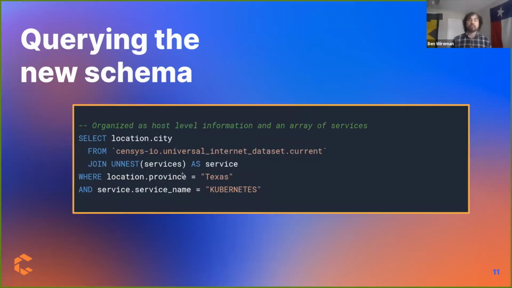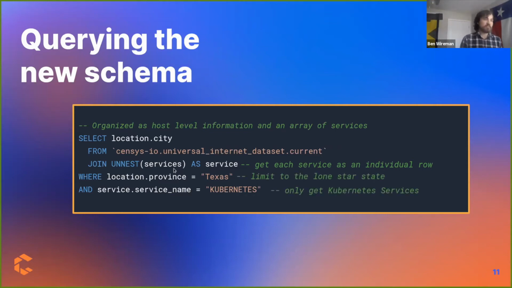So I wanted to do an example of how to query this new schema. So if, for instance, I wanted to know all the exposed Kubernetes services in my home state of Texas, I would select location.city from the table. I would join unnest on the array of services that I was talking about so you could get each service as an individual row. I would limit it to the Lone Star State, and then I would limit it to just Kubernetes services.